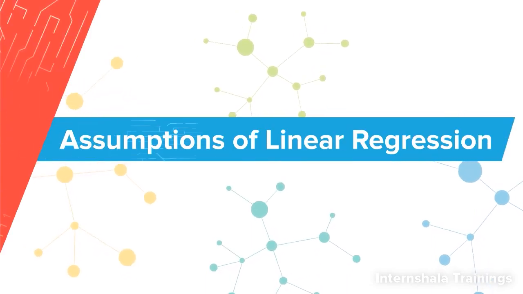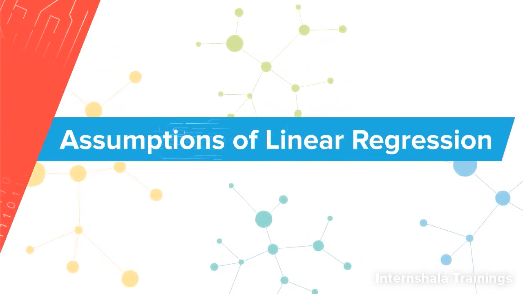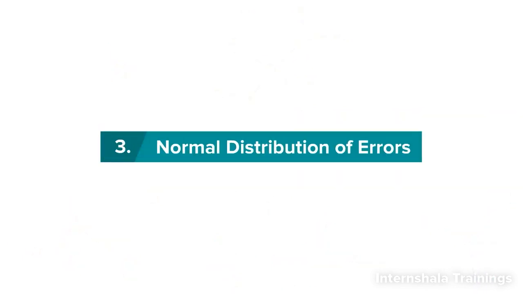Hi! So let's continue our discussion on assumptions of linear regression. We have already discussed two assumptions of linear regression in the previous video. Let's move on now. The third assumption of linear regression is that error terms with respect to the regression line should be normally distributed.